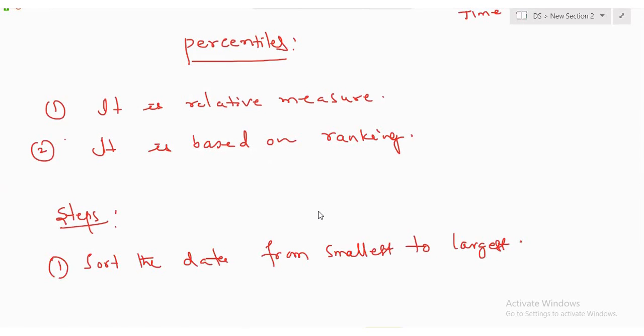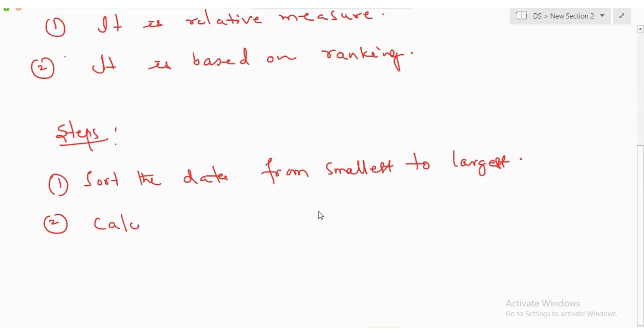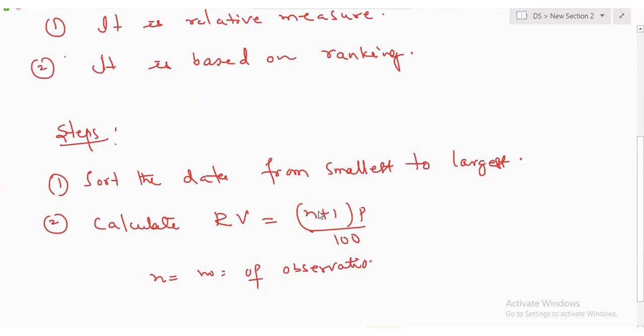If you are in Excel, there is a sort option, you can do that. Second, calculate ranking value. This RV is my definition. These are not available in the textbooks. I have given it. Are all with me? This is what I am writing: RV equals n plus 1, times p by 100. What is the n here? Number of observations. What is the p here? Percentile. The percentile can be 25th percentile, 50th percentile, 75th percentile, like that.